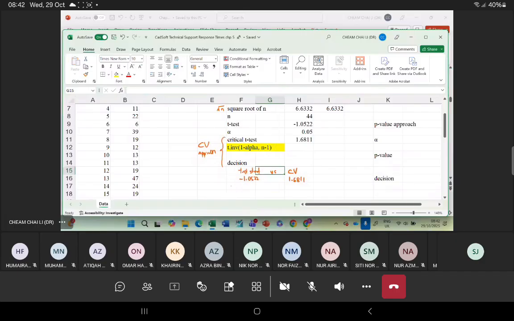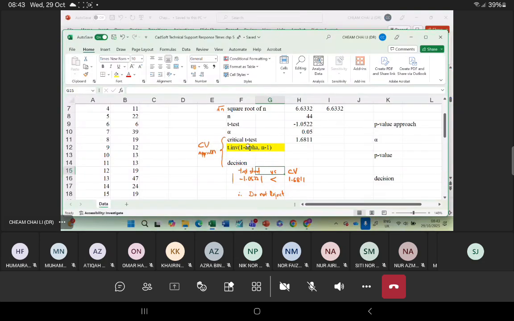1.0522. Ingat lagi kalau ada negatif, you ambil modulus, absolute value. And then when you take the absolute value, you still find that your critical value is larger than the test statistic. So critical value lebih besar daripada test statistic. Kena ambil absolute value. And then your decision, based on the critical value approach, is do not reject H0.